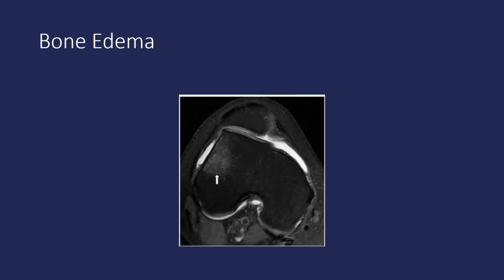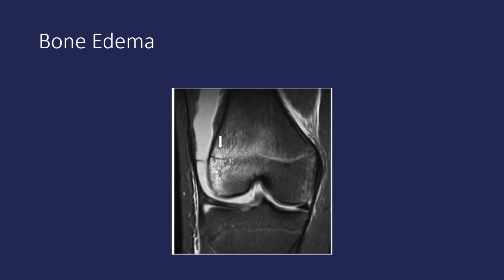Typically, T2 weighted images are used for detection of bone edema, as these injuries will have a high signal intensity compared to the darker signal of the bone. Here we can see bone marrow edema of the lateral femoral condyle on a T2 axial image of a 23-year-old female patient.